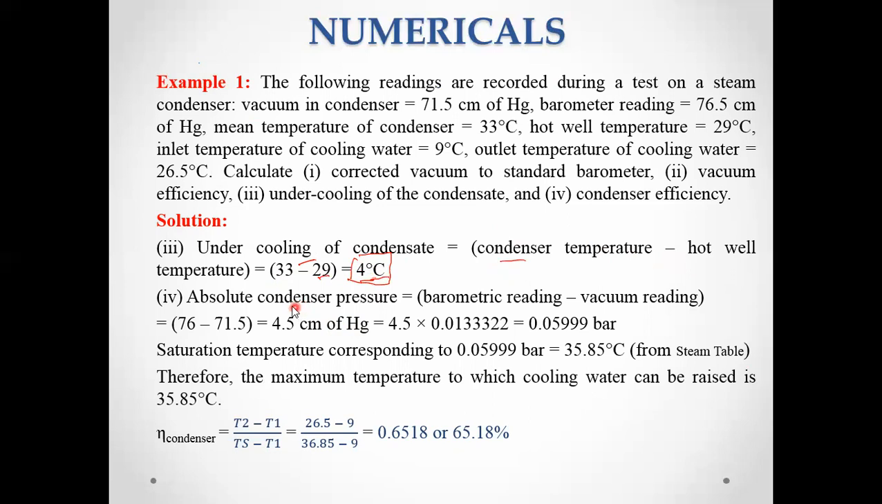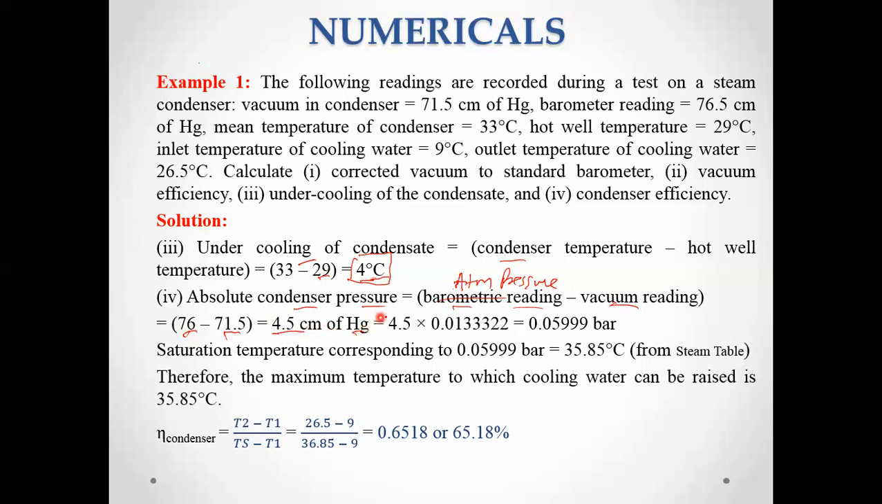Then what is the absolute condenser pressure? Absolute condenser pressure will be the barometric reading minus the vacuum gauge reading. The barometric reading is 76, and the vacuum reading is 71.5. This barometric reading is the atmospheric pressure, so don't get confused here. So it is 76 minus 71.5, and we will get 4.5 centimeter of Hg.